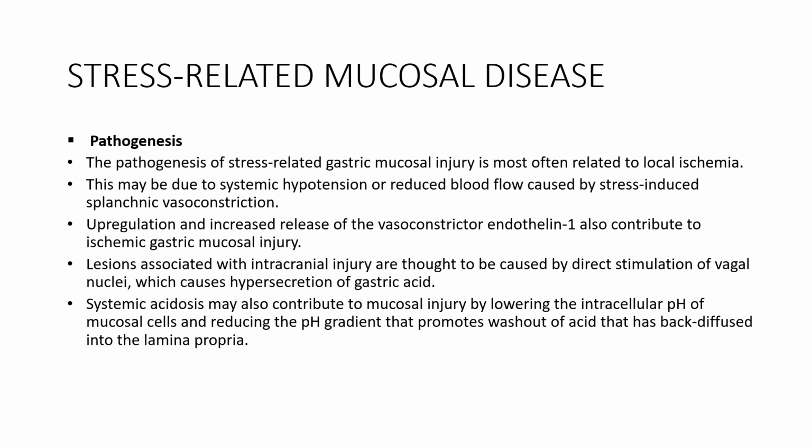Stress-related gastric mucosal injury is often related to local ischemia. This may be due to systemic hypotension or reduced blood flow caused by stress-induced splanchnic vasoconstriction. Upregulation and increased release of vasoconstrictors also contribute to ischemic gastric mucosal injury.